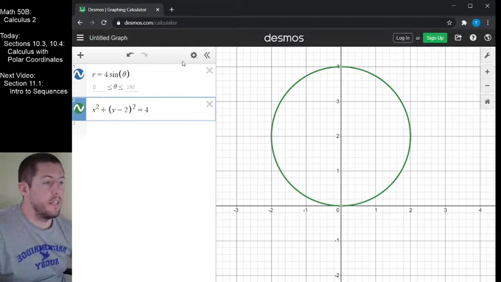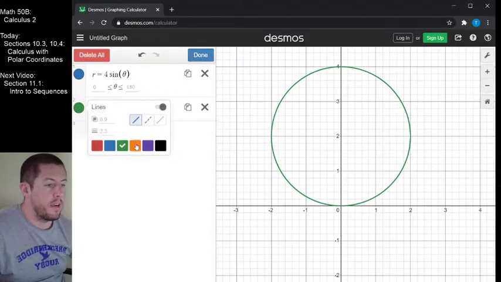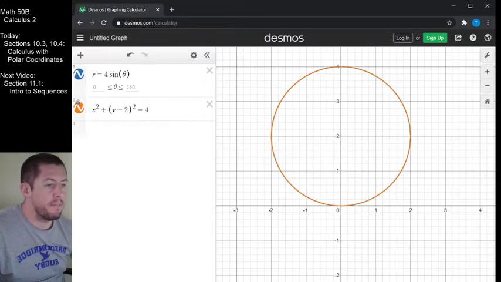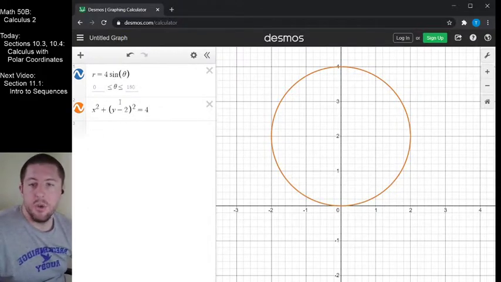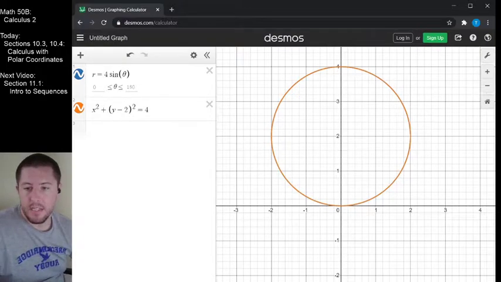And there we go. We can see that these are overlapping one another right here. They're clearly the exact same graph. Turn it on, turn it off, and we can see that's the same exact graph right there. So Desmos agrees that these two equations are equivalent to one another. One is in polar, one is in Cartesian, both representing the exact same object in space.